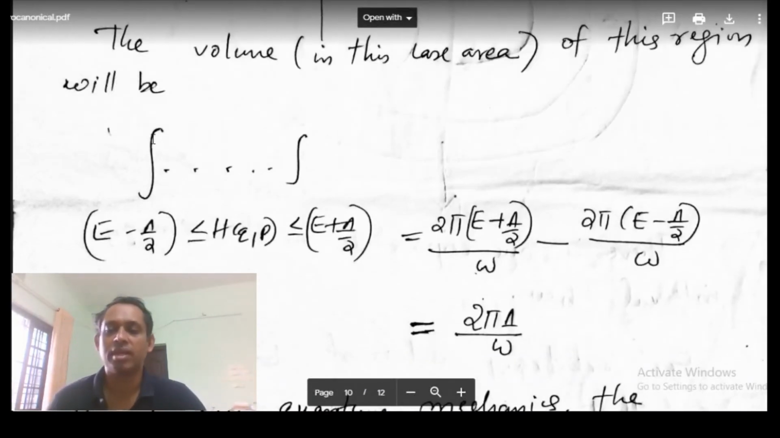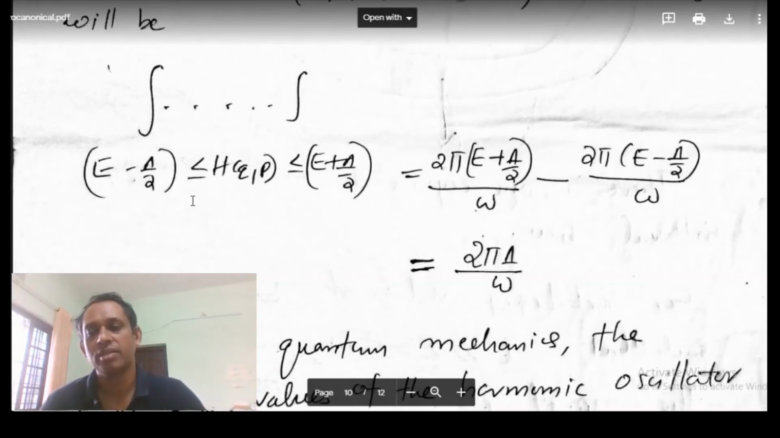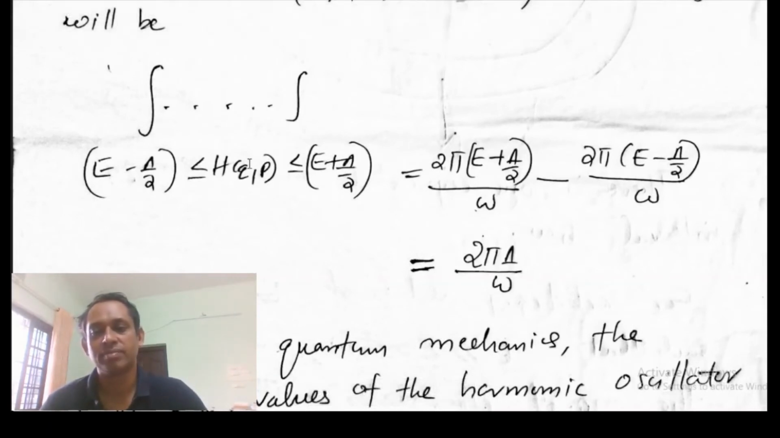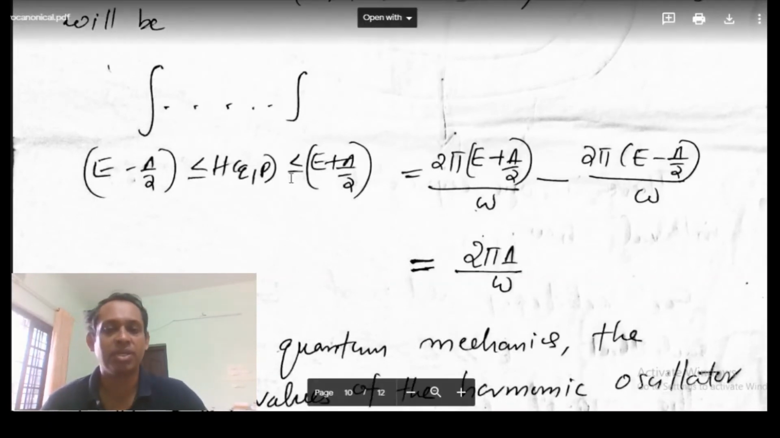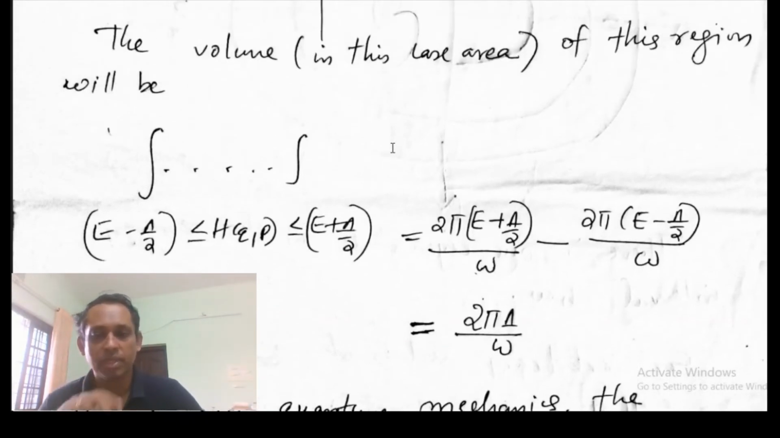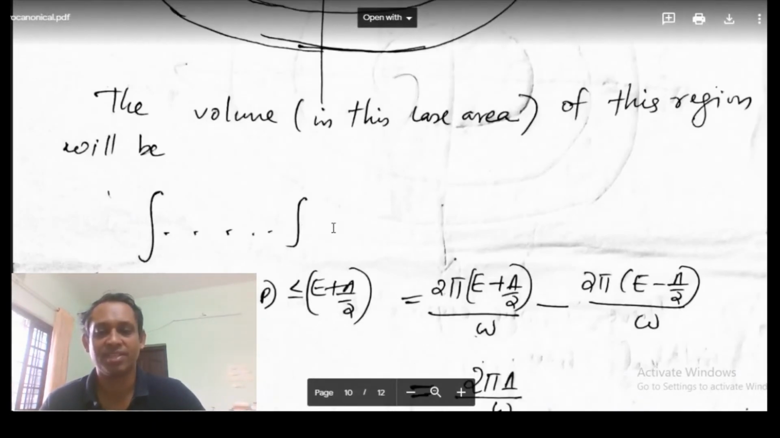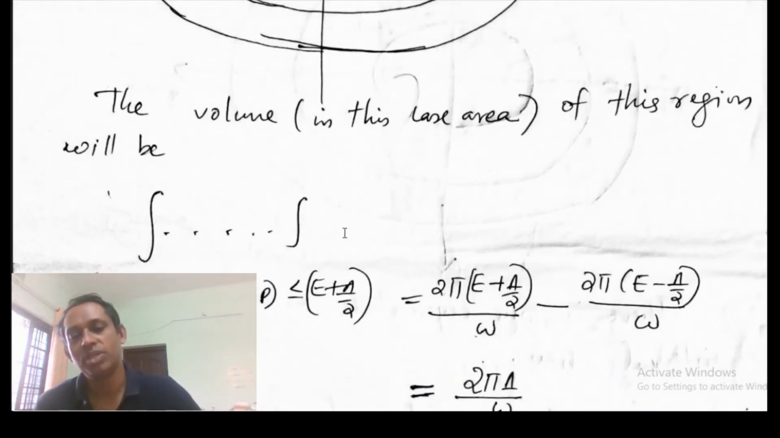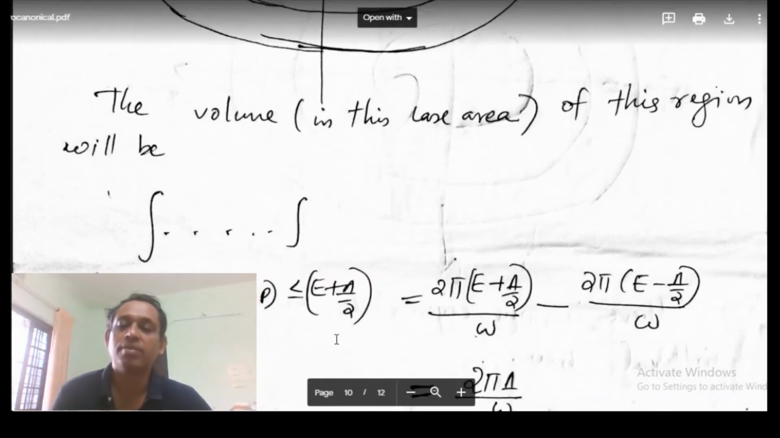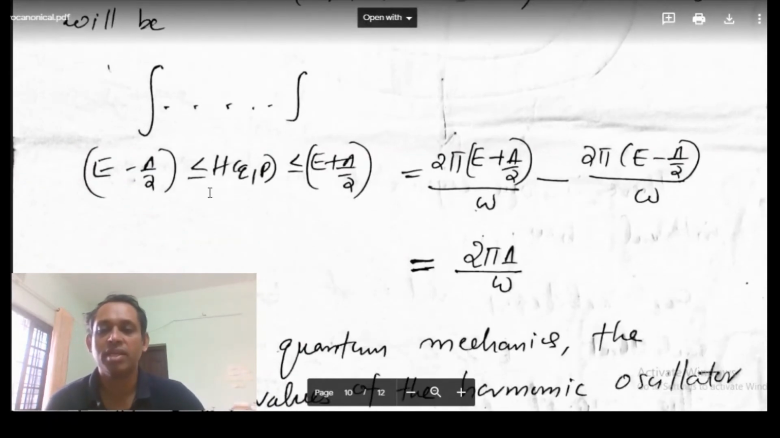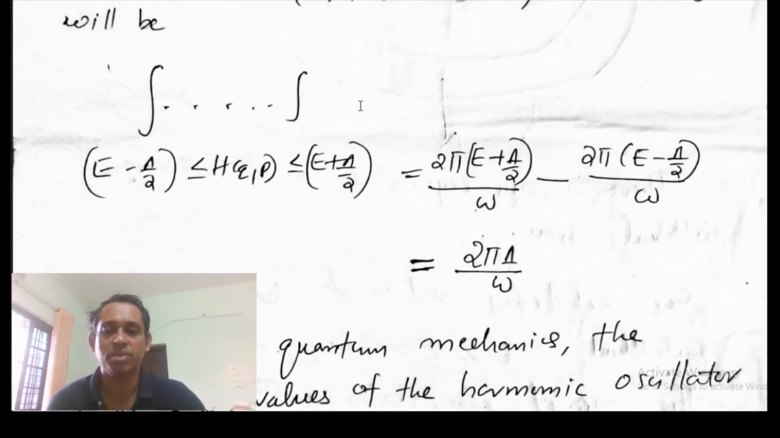For that we have this integral, with the Hamiltonian lying between E minus delta by 2 and E plus delta by 2, of dq dp. As we integrate dq dp, we have the restriction that the Hamiltonian lies between E minus delta by 2 and E plus delta by 2.